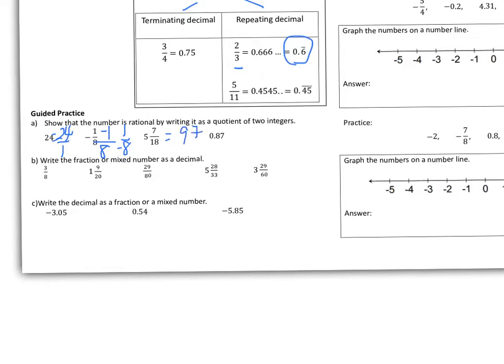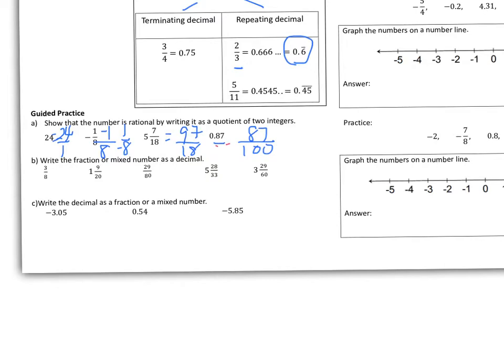So this would be 97 over 18. And if you're given a terminating decimal, then you will put it over 100 because there are 2 decimal places to the right. And simplify, but 87 over 100 is already simplified.